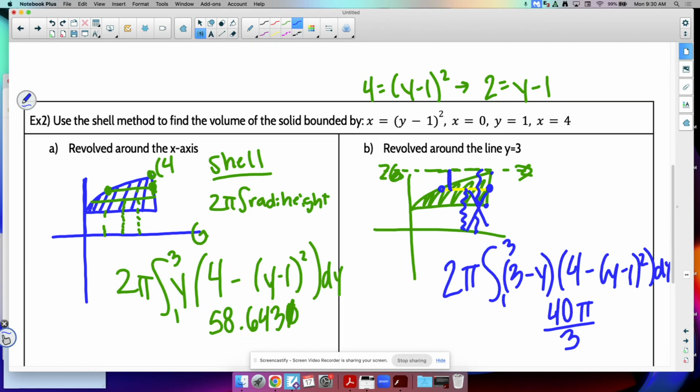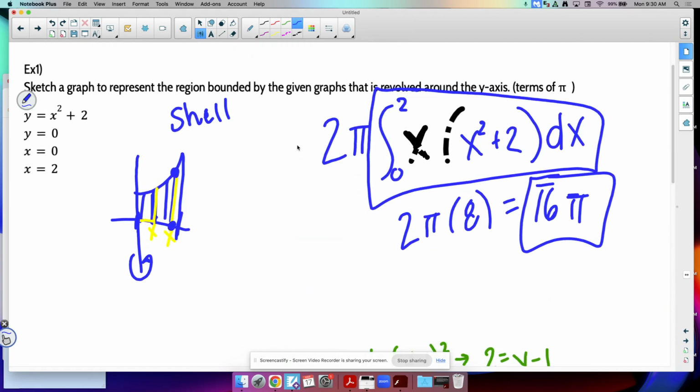So shell method, not necessary, but if you notice that something can be done with the shell method, it actually saves you a decent amount of time because you don't need to rewrite everything. And it can save you, like this one right here, I think is the best example. If it's consistent one way, then you don't need to break it up into 2 sections.